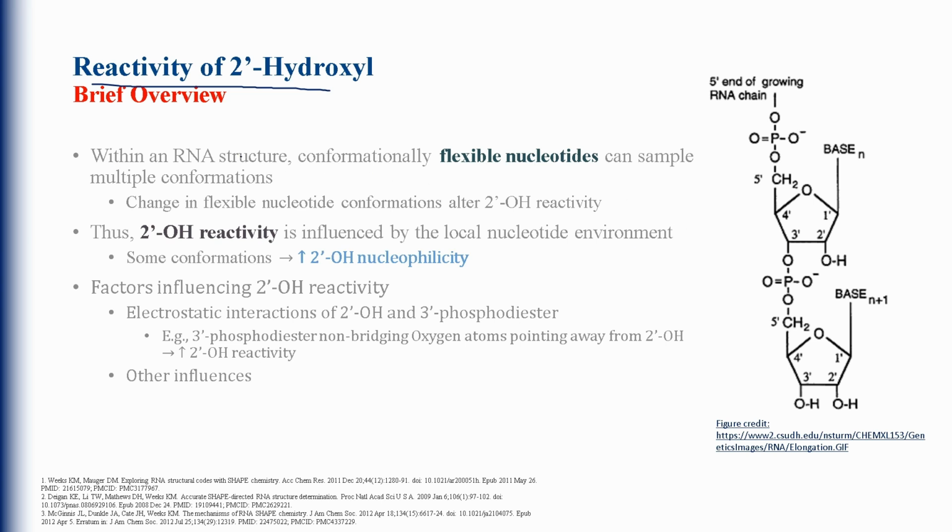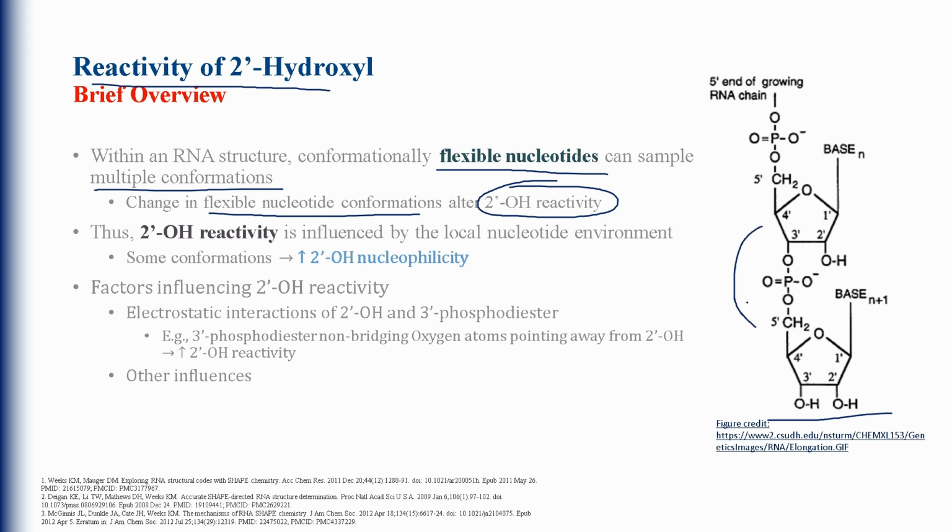So within an RNA structure, conformationally flexible nucleotides can sample multiple conformations. And so a change in the flexible nucleotide conformation can alter the 2'-hydroxyl reactivity. Here to the right, you can see two ribonucleotides bonded together via a phosphodiester bond. And what you can see is the 2'-hydroxyl. SHAPE relies on the reactivity of this 2'-hydroxyl. Now, the 2'-hydroxyl makes the RNA molecule more reactive, and this is something that we're going to utilize in SHAPE.